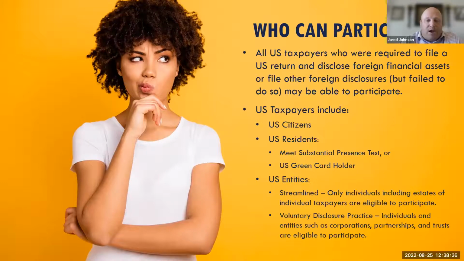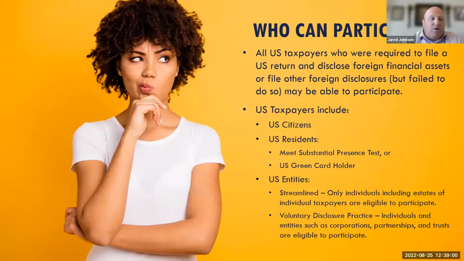And then just on the US entities section, the Streamlined program, which is probably the most popular one on here, only individuals or estates of individuals are eligible to participate. And some of the other disclosures are for entities and partnerships and trusts.